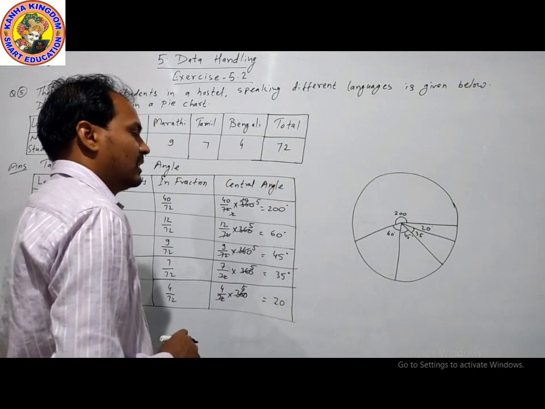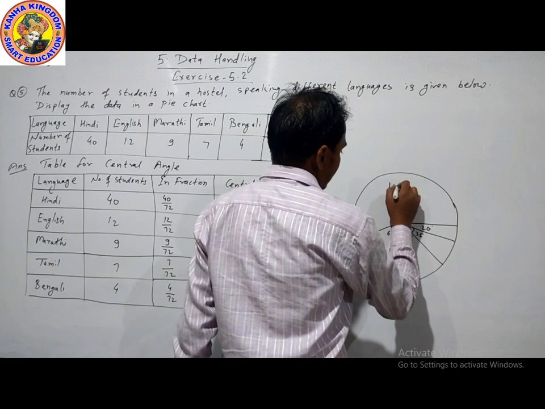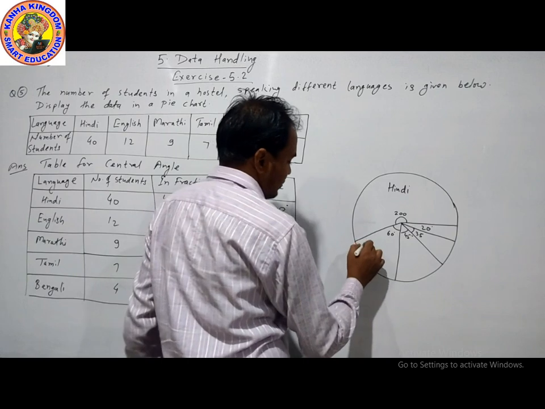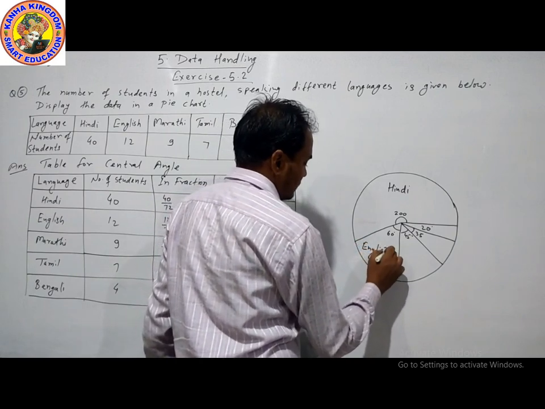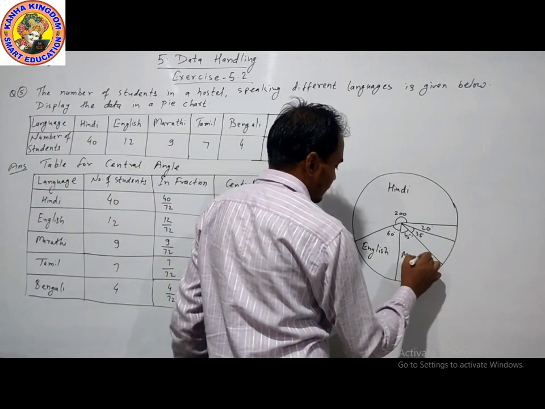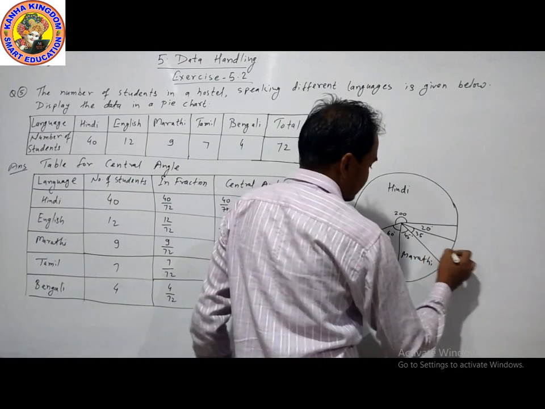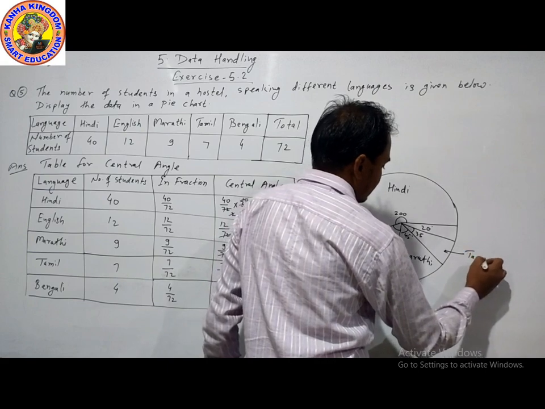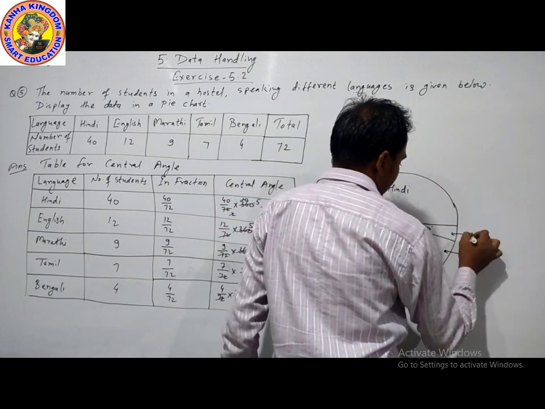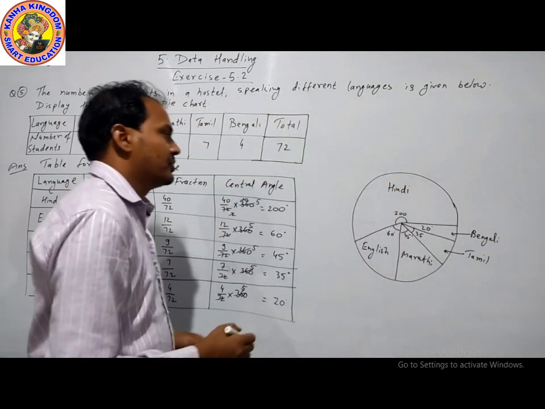Now write down the names. 200 degree is Hindi. This is our Hindi. 60 degree angle is English. This is our English. 45 degree angle is Marathi. 35 degree angle is Tamil. And 20 degree angle is Bengali. This is our pie chart.